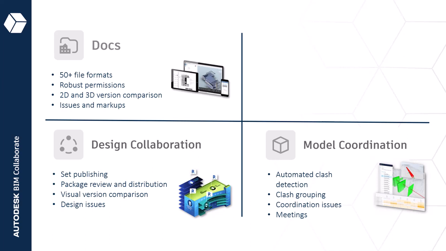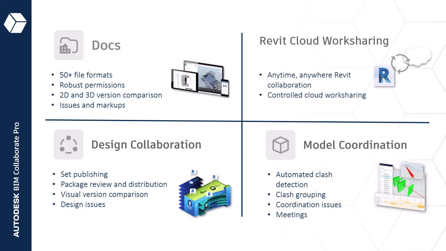And then this is all included in BIM Collaborate, and BIM Collaborate Pro has everything plus the ability to do Revit Cloud work sharing. So this really means that your Revit model is now in the cloud, your central model is now in the cloud, and you can access it from anywhere.